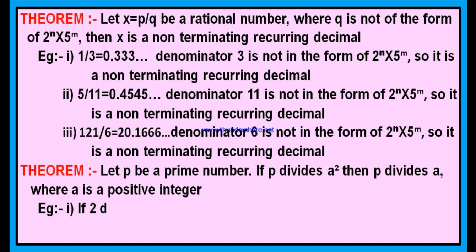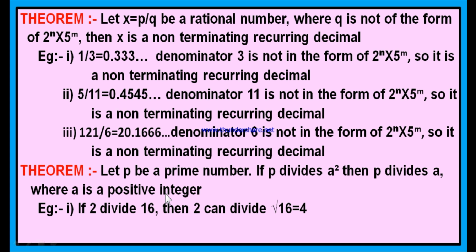Okay, observe this. Here if 2 divides 16, and 2 is a prime number, and if 2 divides 16, 16 means 4 square. If 2 divides 16, then 2 can divide root 16. What is root 16? 4. You see, if 2 is a prime number and if 2 divides 16 means 4 square, then 2 can divide 4. That's what this theorem says. If p is a prime number and if p divides a square, then p divides a. If 2 is a prime number and if 2 divides 4 square, then 2 can divide 4.